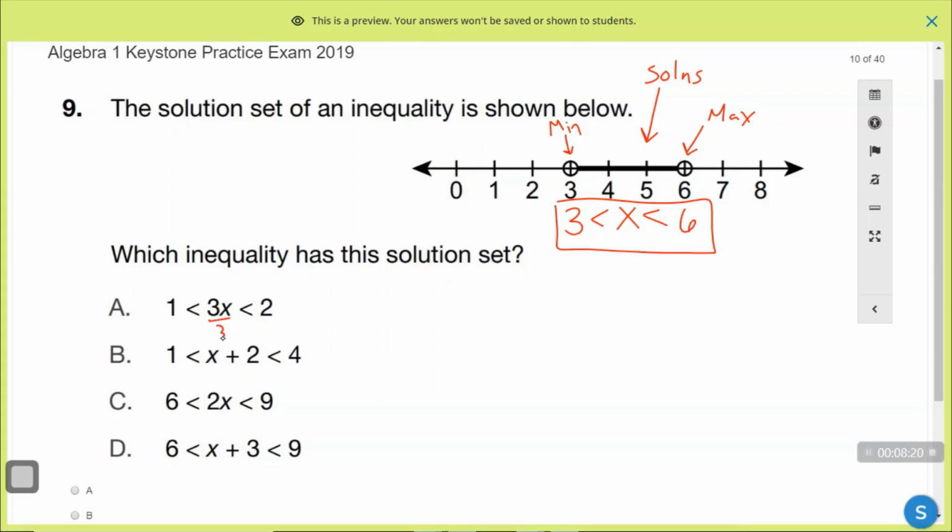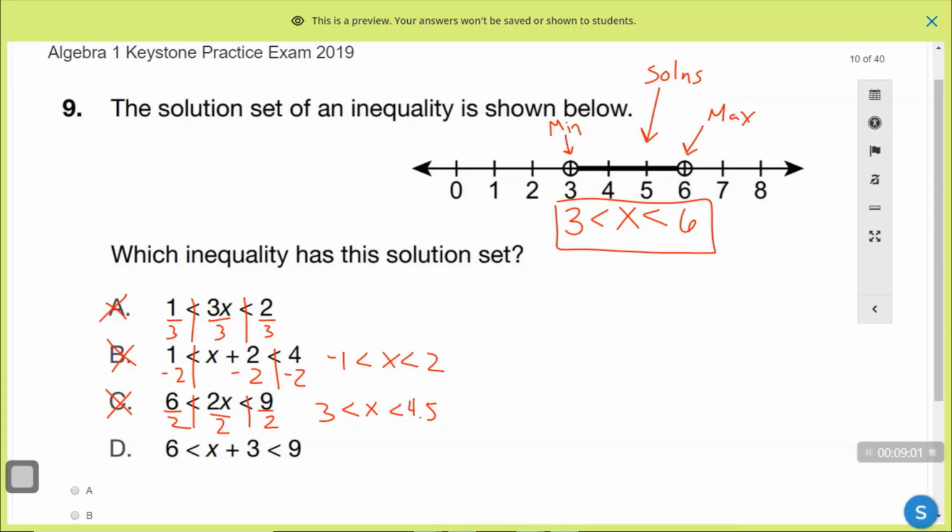This first one, if I divide by 3 on both sides, I would find that 1/3 is less than x, which is less than 2/3. It's not A. Look at the next one. To solve for x there, I would subtract 2. What I do on one side, I must do on the rest. If I subtract 2 there, I'd find that -1 is less than x, which is less than 2, and that is not true either. The next one, I could divide by 2 everywhere. In that case, I get 3 is less than x, which is less than 4.5. So that is not true either.